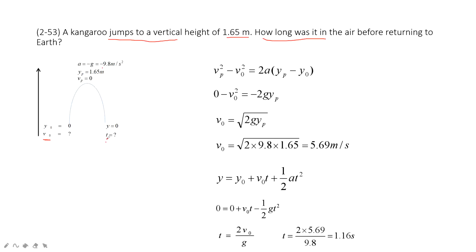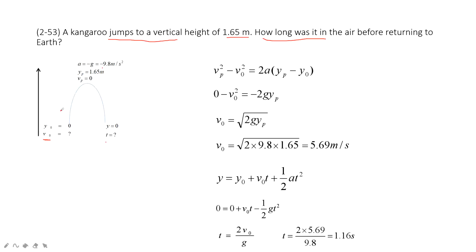In these problems, I suggest you list the known quantities in the picture and see what happens. In this one, you need to find t. So what quantity do you need? The most straightforward way is to consider the position and time function there. You need to know the initial velocity. And then, how can you find the initial velocity? You consider part 1, from the initial to the peak, this process.